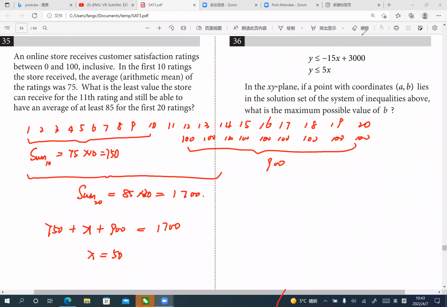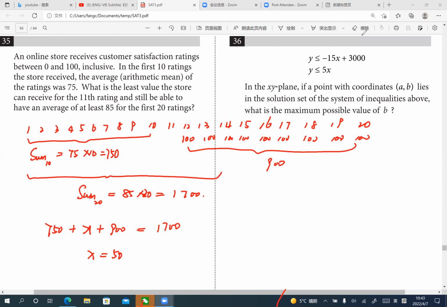Question 35. An online store receives customer satisfaction ratings between 0 and 100 inclusive. In the first 10 ratings the store received, the average of the ratings was 75. What is the least value the store can receive for the 11th rating and still be able to have an average of at least 85 for the first 20 ratings?